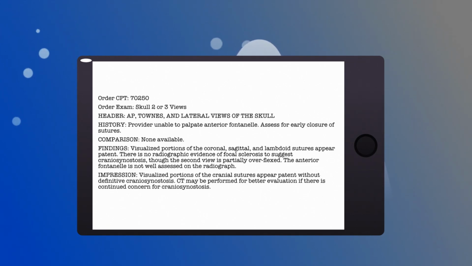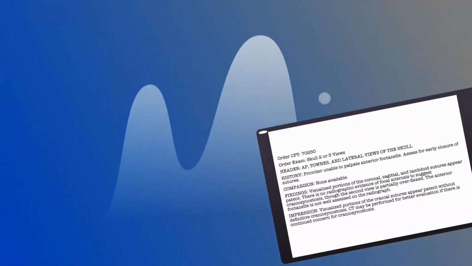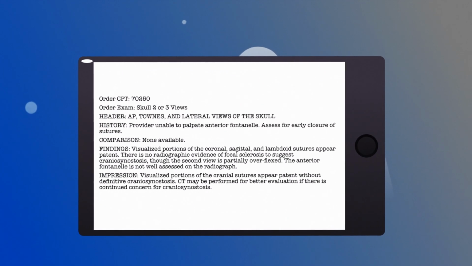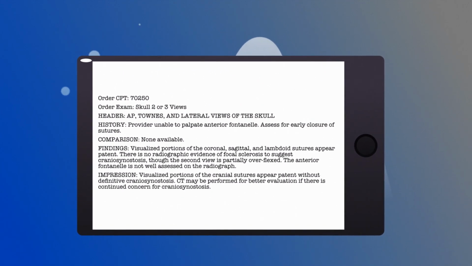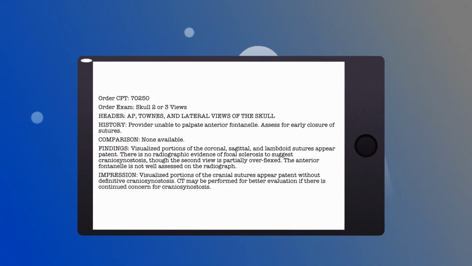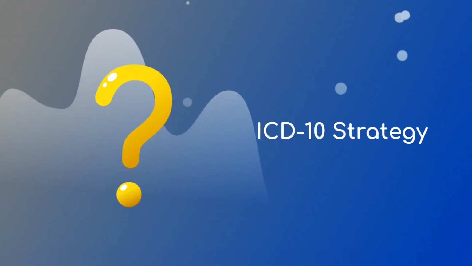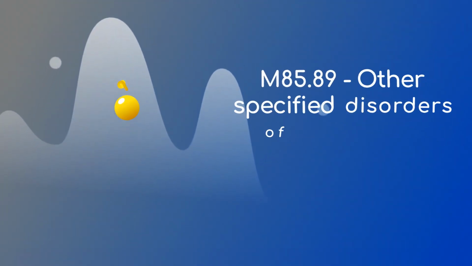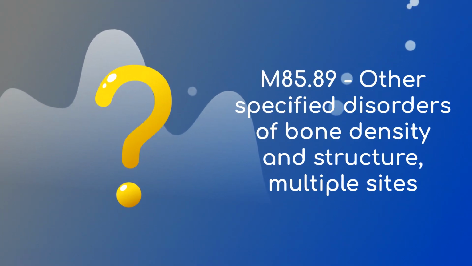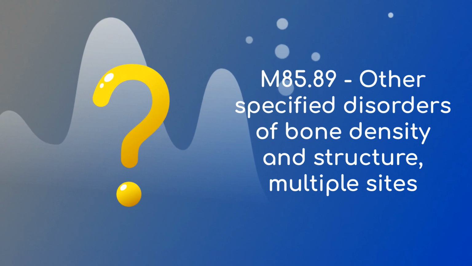Dental amalgam noted. Impression: symmetric bilateral calvarial thinning, likely representing focal idiopathic calvarial thinning, also known as biparietal osteodystrophy, no suspicious osseous abnormality. This report supports CPT 70250 due to the documentation of less than 4 views. The correct ICD-10 code for this report is M85.89, other specified disorders of bone density and structure, multiple sites.